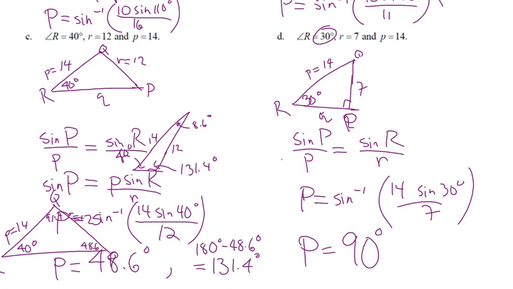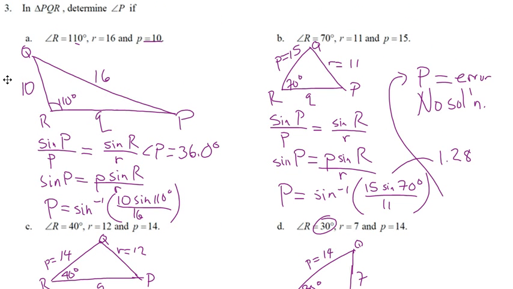So the angle we're looking for has to be opposite the longest side we're given. If that's the case, then either it's one solution or two solutions or no solution. If it's not opposite the longest side we're given, then we know there's only one solution. That angle has to be smaller, it has to be acute. I only need to look for one solution here.